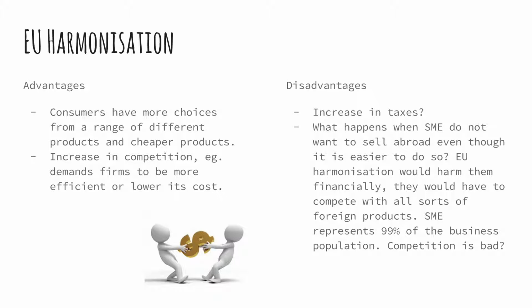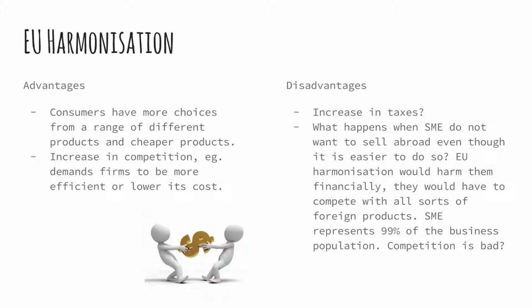However, there are some disadvantages. For instance, more firms have to pay a higher tax rate. How will the EU harmonization be financed? Furthermore, what happens when small and medium-sized enterprises do not want to sell abroad? Even though it is easier to do so, not all firms want to expand and sell abroad. Some firms would like to remain small. EU harmonization would harm them financially.